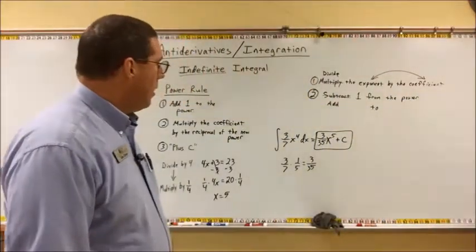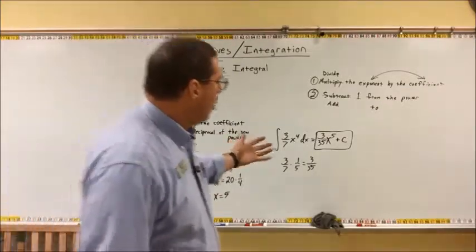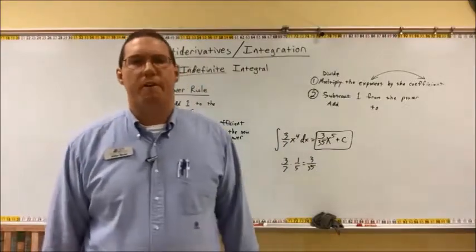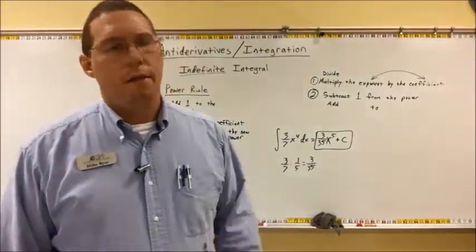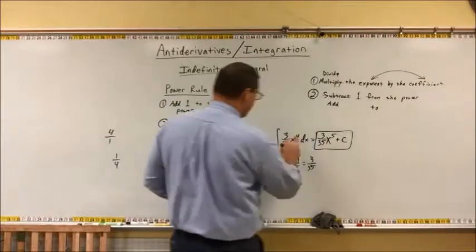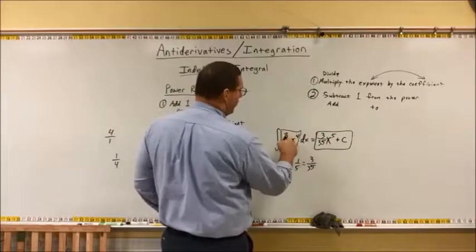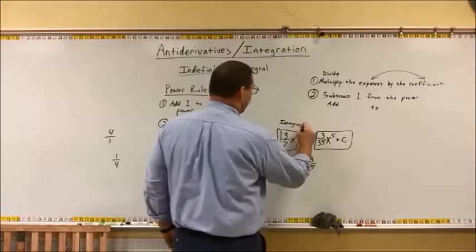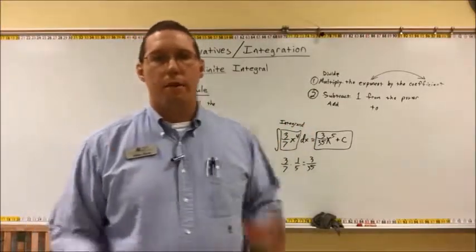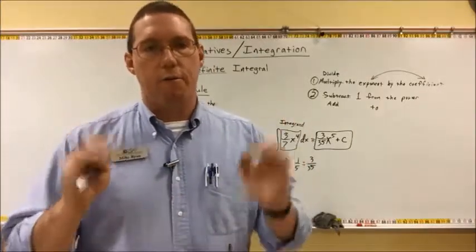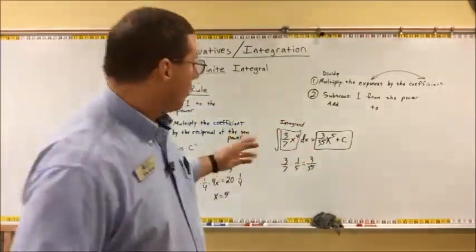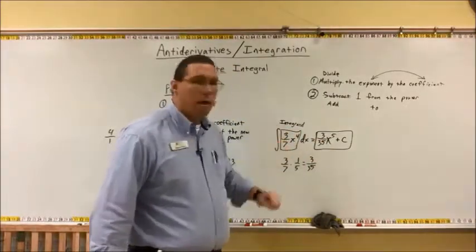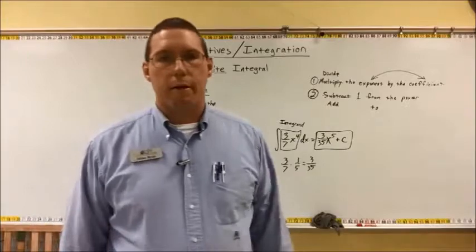Okay? And if you want to check it, if you're thinking, how do I know that that's the right answer? Well, just find the derivative of it. If the derivative of this is equal to what's inside of here, this is called the integrand. You should write that down in your notes. It's called the integrand, the expression that is inside of the integral symbol. So if you do the derivative of your answer and you get the integrand, then you did it correctly and you're good to go.